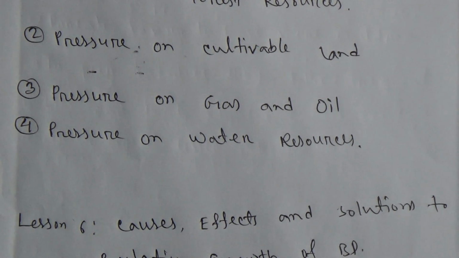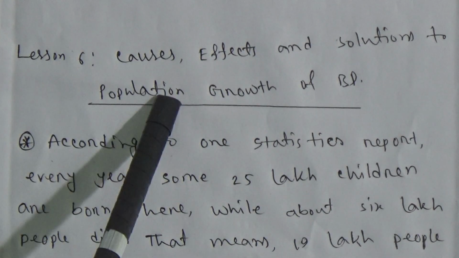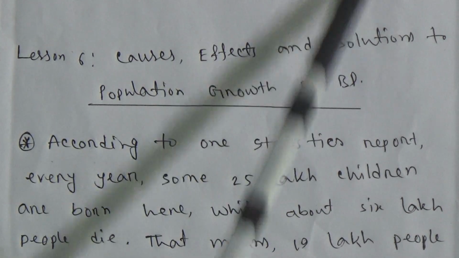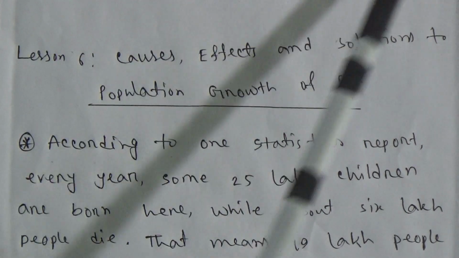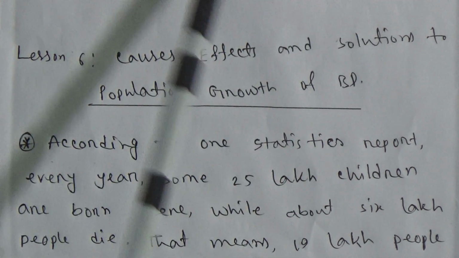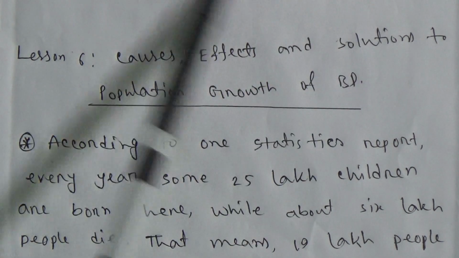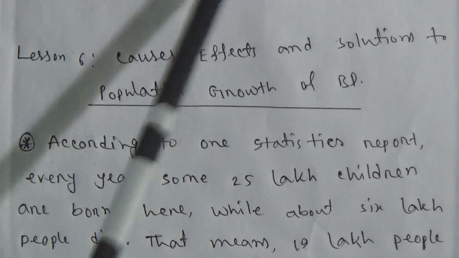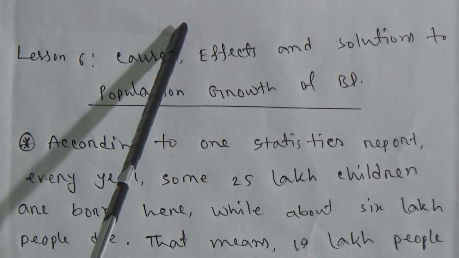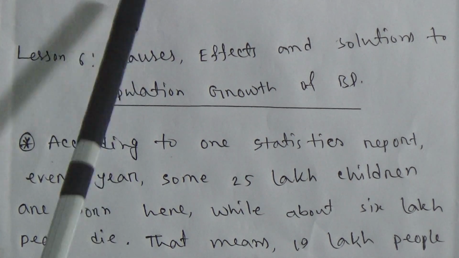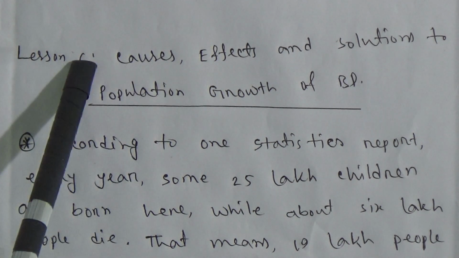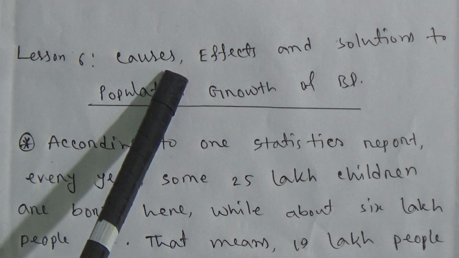Now we will go to lesson 6: causes, effects and solutions to population growth of Bangladesh. We all know the causes and the effects. If we speak casually, the effects are that we are reducing forest, cultivable land, gas and oil, and water resources. And the causes we can relate to child mortality, maternal mortality, migration, poverty and unemployment. All of these things are related.